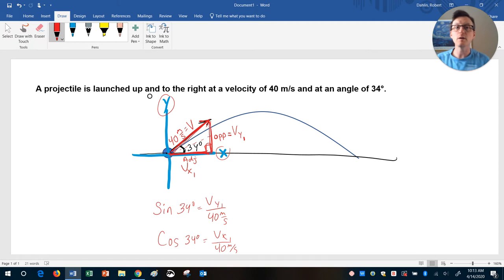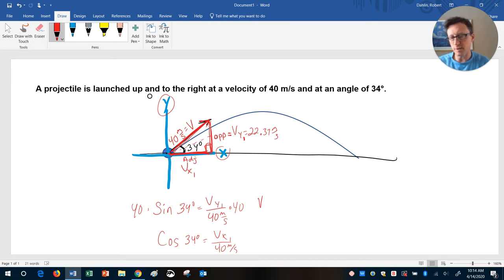And I pull out my calculator. Please make sure your calculator is in degree mode instead of radians. Some of you might be in radians mode right now. Make sure your calculator is in degree mode, and do sine of 34. To get the Vy by itself, I'd have to multiply both sides by 40. So I have 40 times the sine of 34. And that gives me that my Vy1 is 22.37 when I round, meters per second.